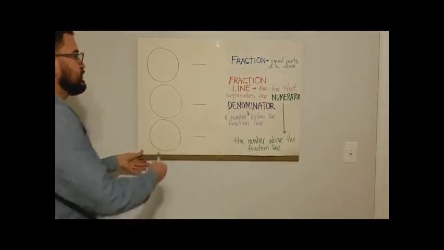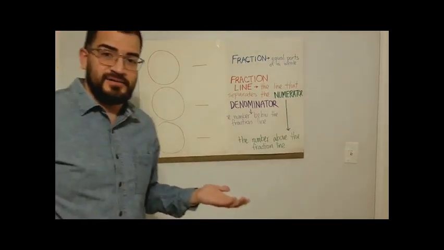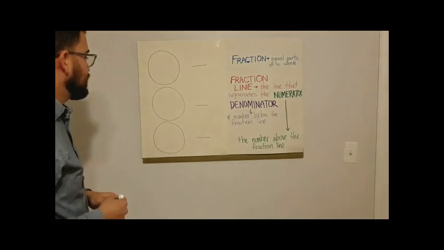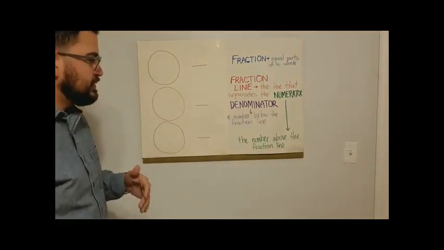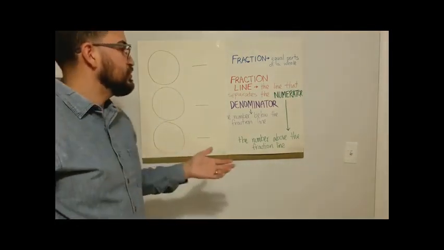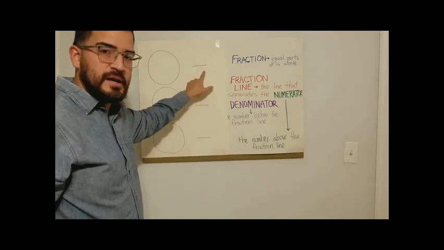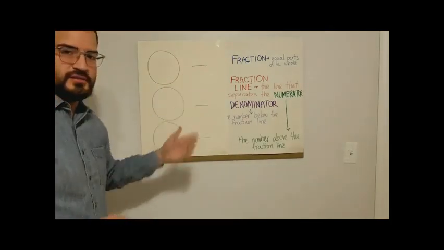So here we have 3 pies, pizza pies, right? So we're going to cut these pies in a way that there's going to be equal parts. And in review, we're going to be labeling the denominator and the numerator using the fraction line.